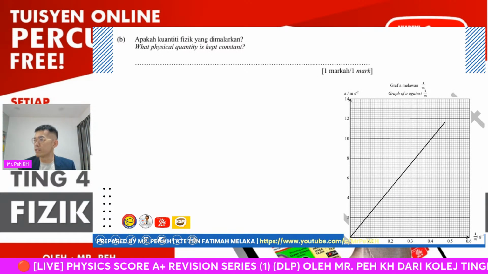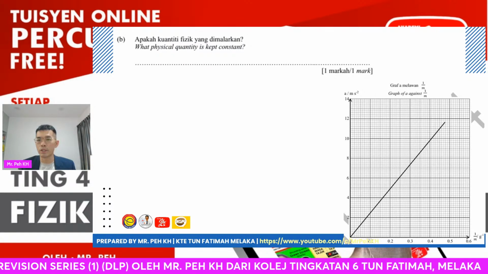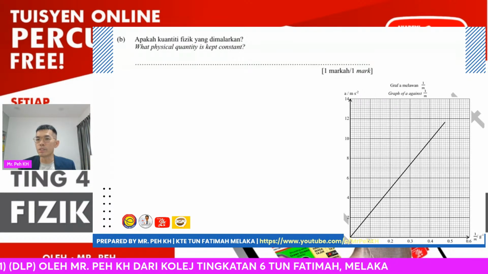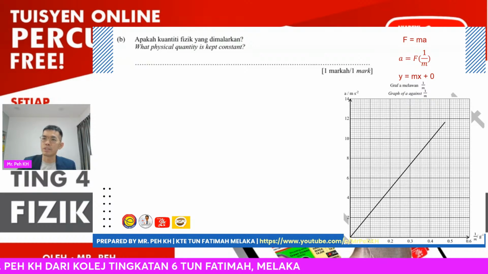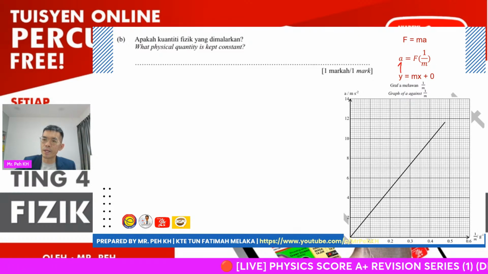Okay, so the next: what is the physical quantity which you need to keep constant? Here you can use again the formula I just explained to you, which is F equal to ma. From the graph, a against 1 over m, the y axis will be a.